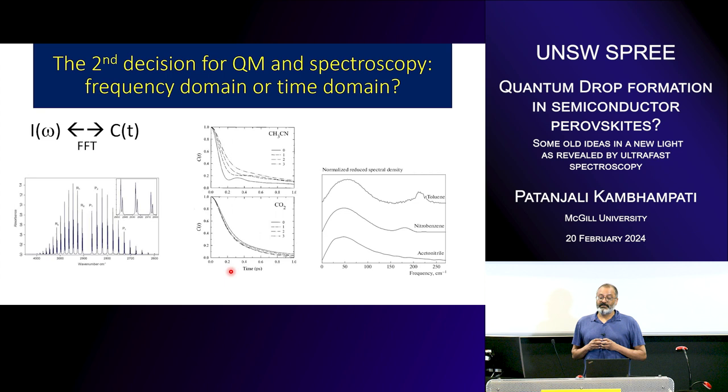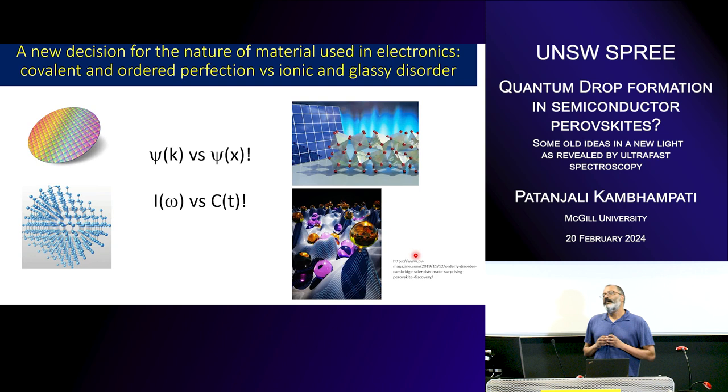The second decision in quantum mechanics and spectroscopy is, do you work in the frequency domain or the time domain? And I've worked in both, and it depends on the situation. You do what is needed. Isolated molecules in the gas phase are often best represented in the frequency domain, whereas molecules in the condensed phase are often best measured in the time domain, with a transform to give some sort of low frequency spectral density. But you can measure I of omega or C of t, either of which are formally related by Fourier relations.